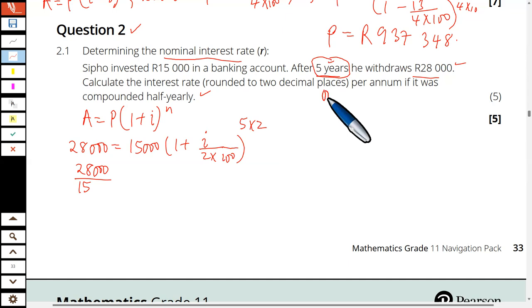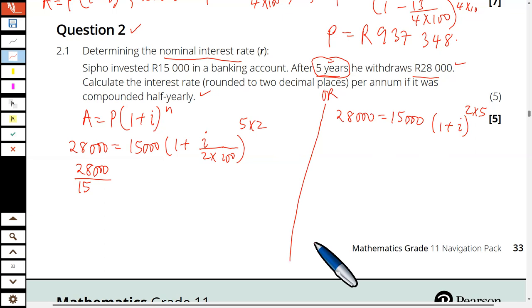Okay, it's very popular. 28,000 is 15,000 times 1 plus I, raised to the power two half years by 5 years. So you can do it either way. There are two methods that are acceptable. So in this case, you need to solve for the I. If you solve for the I here, there's more work to do, but maybe I prefer this other one.